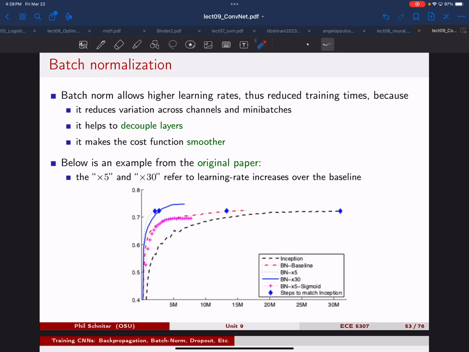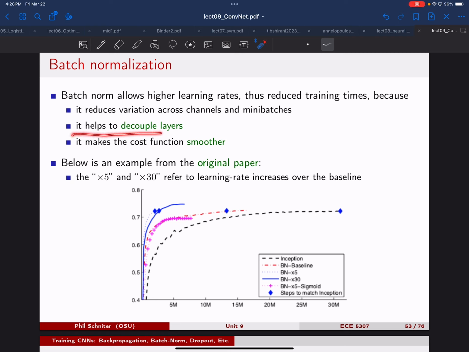The original paper had kind of a strange explanation that didn't really seem to be very well explained or defined. It was something about covariate shift, reducing covariate shift. So after that, a lot of people wrote other papers that analyzed batch norm and gave different explanations of why it worked. So clearly, one thing that it's doing is reducing variation across channels, across mini batches, making everything much more predictable, much more consistent.